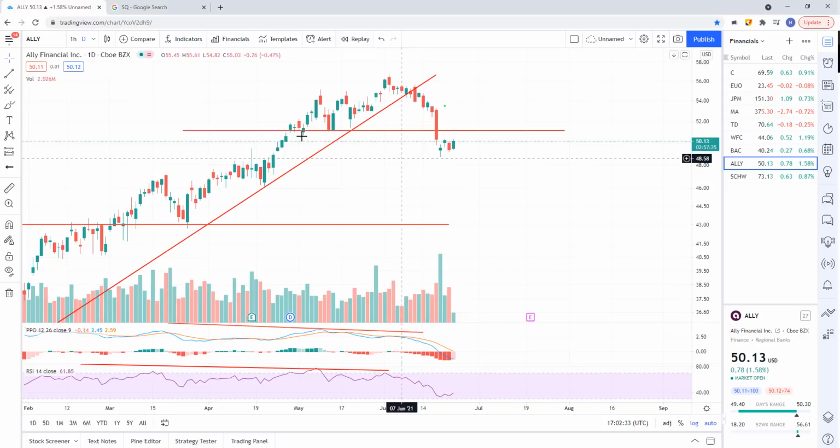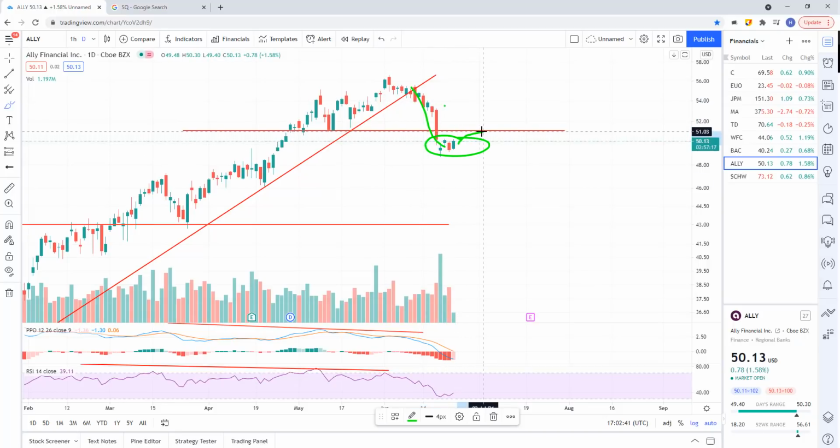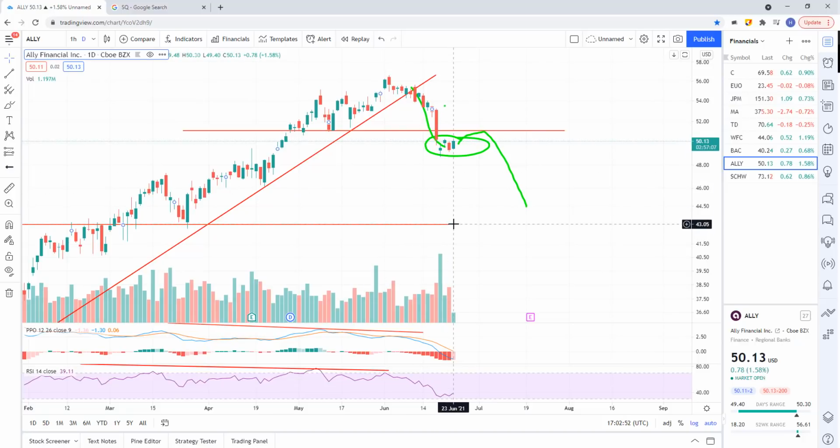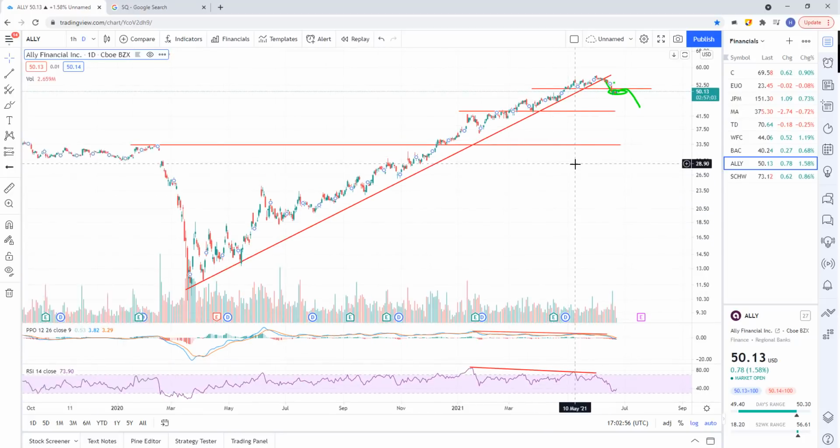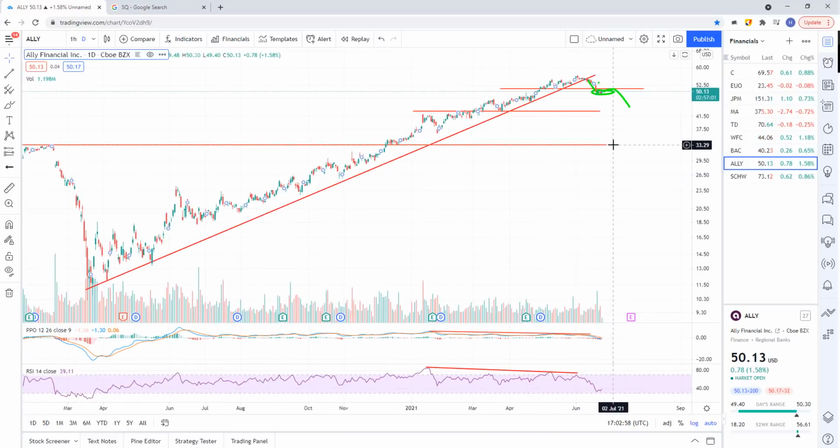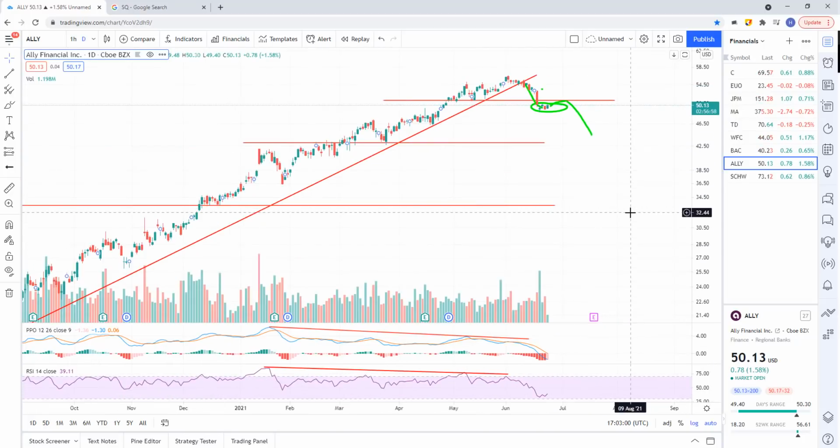Here's Ally. You can see we're just kind of flagging out right here. So basically you've got a breakdown, we flag out. This could kind of grind a little higher, hit resistance about 51.11, and then work its way lower. So I still think we're just in a continuation pattern, and we're working our way down to the next level of support, which is about 43.05. And ultimately, I think this is heading down to about 33.30.